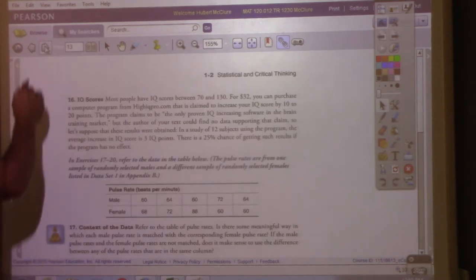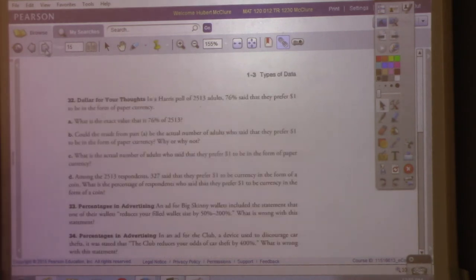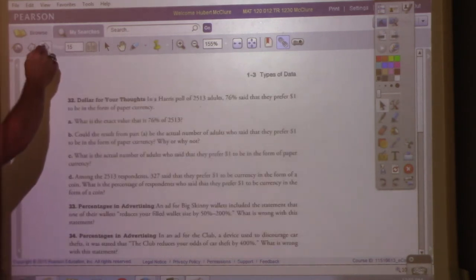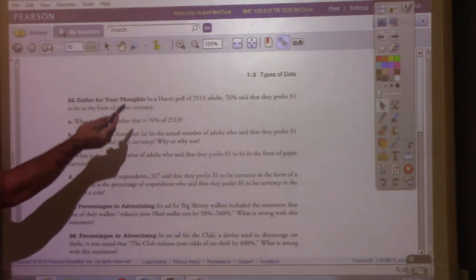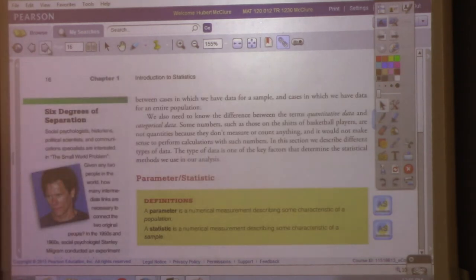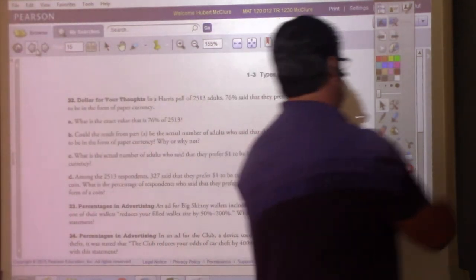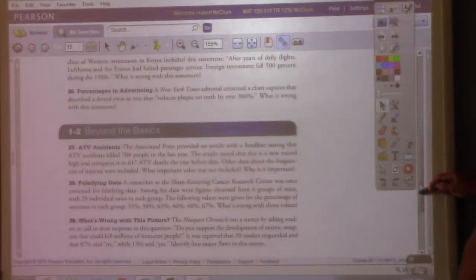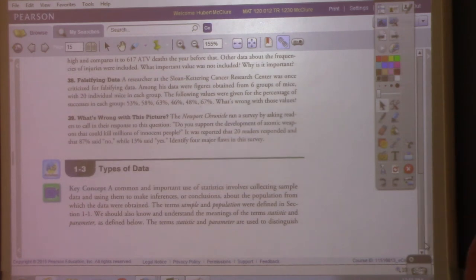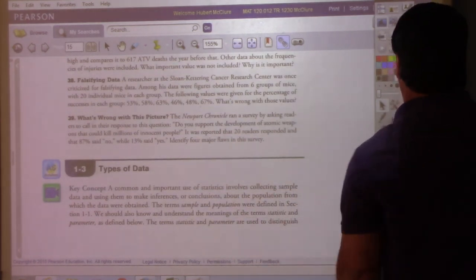Now, these are homework questions. Saying 1.3 starts at the bottom. Okay, thank you. Okay, 1.3 starts at the bottom: types of data. We already talked about sampling and population.